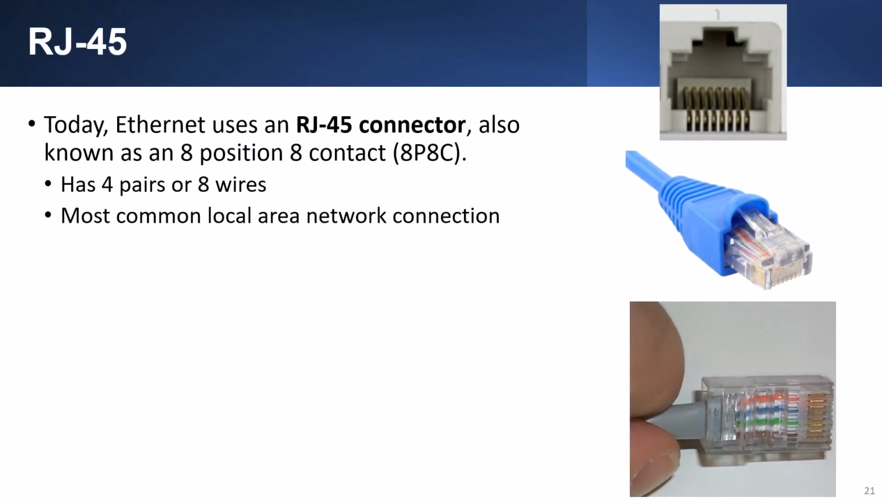Today, Ethernet uses an RJ45 connector, also known as an 8-position 8-contact, or 8P8C. It has 4 pairs or 8 wires. It is the most common local area network connection.